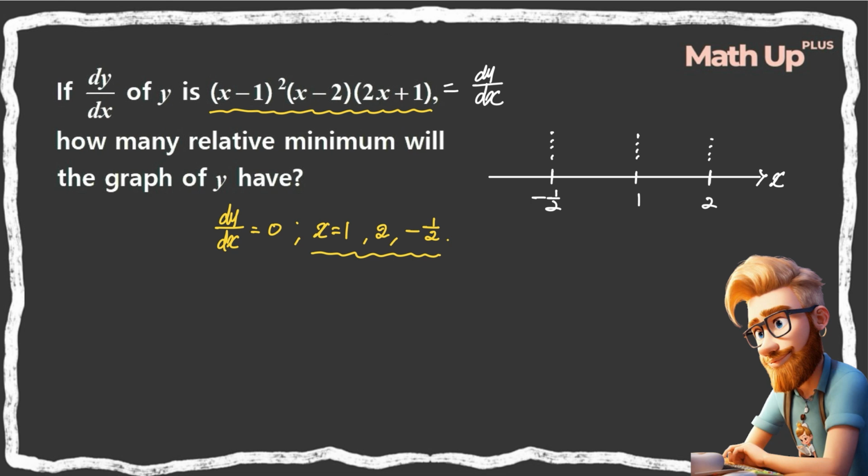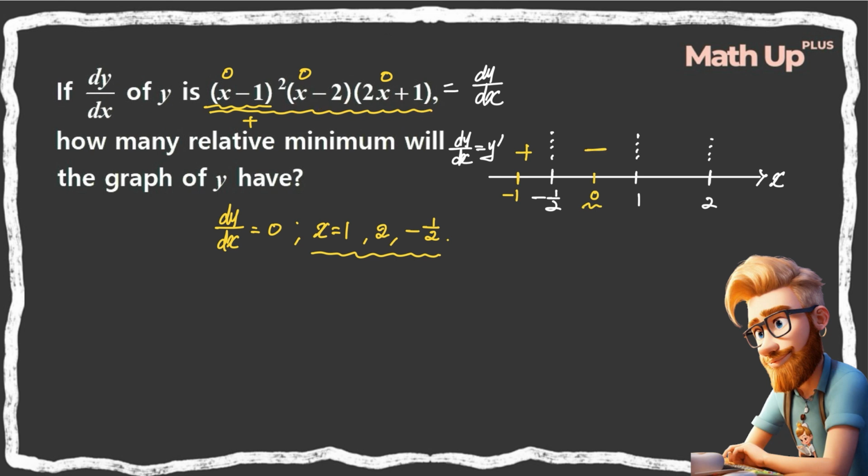So in each of these intervals, dy over dx, or let's say y prime, if we plug in negative 1 for x, this is x minus 1 squared, right? So this is always positive. Minus 1 minus 2, that's negative. Minus 2 plus 1, that's negative. So negative times negative, that's a positive. So positive here. If we plug in 0 for x, this is always a positive. Minus 2 times plus 1, minus times a plus, that's negative.